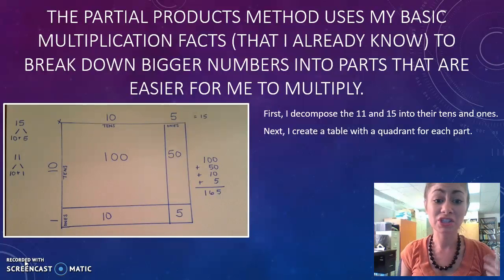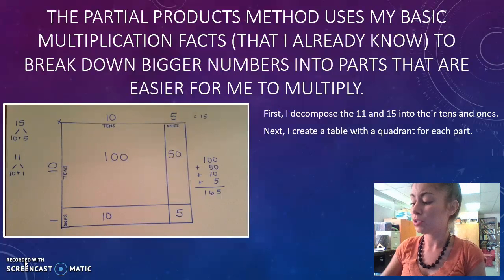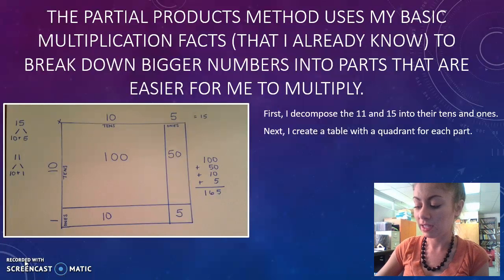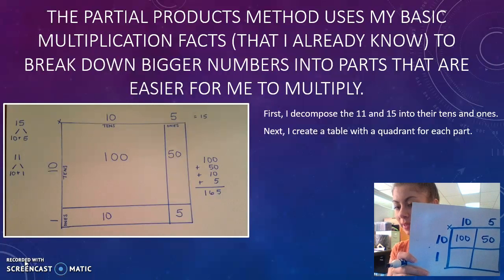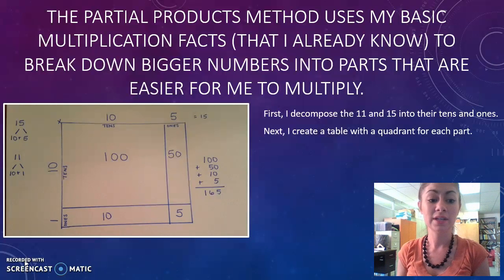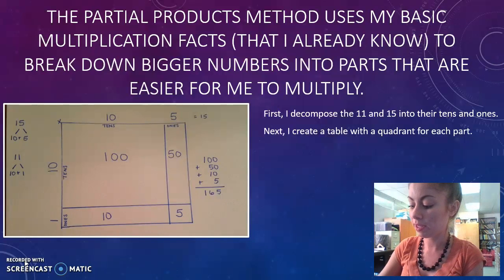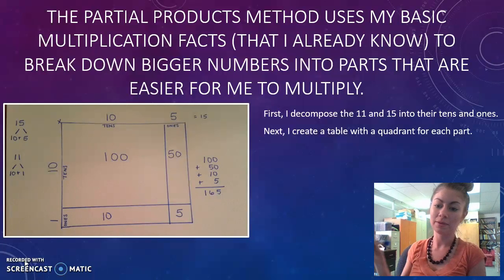The next step is just going to be to multiply, just like an array. So 10 times 10 is 100. 10 times 5 is 50. You can see how I multiplied that. And then I'm just going to move on down to the 10 and 1. 10 times 1 is 10, and then 5 times 1 is 5.